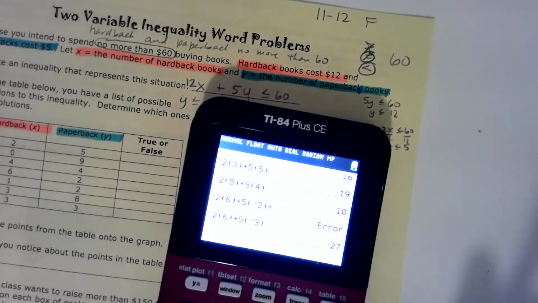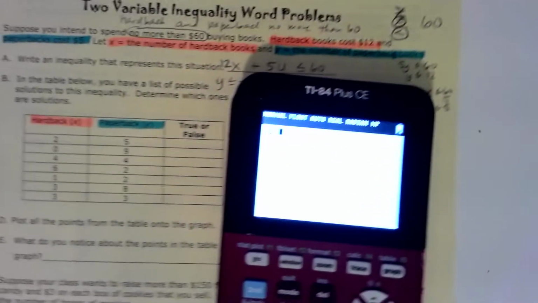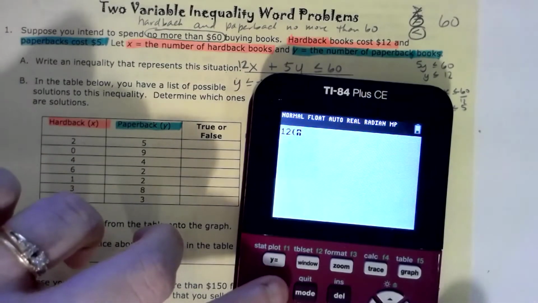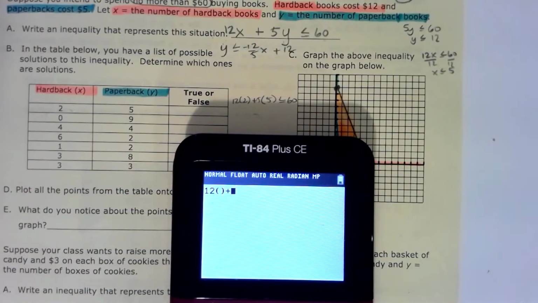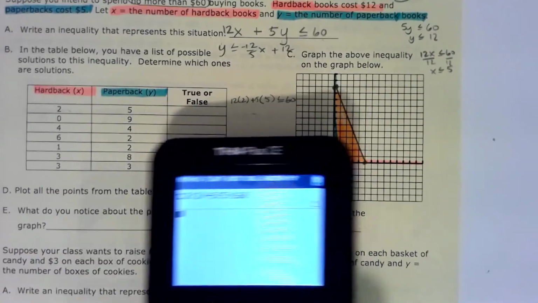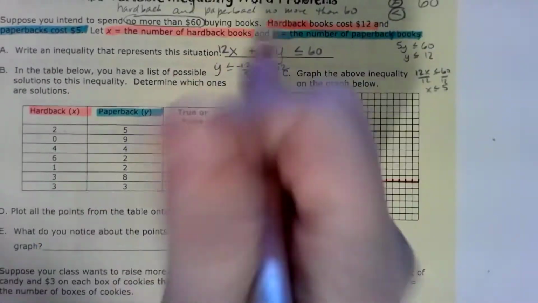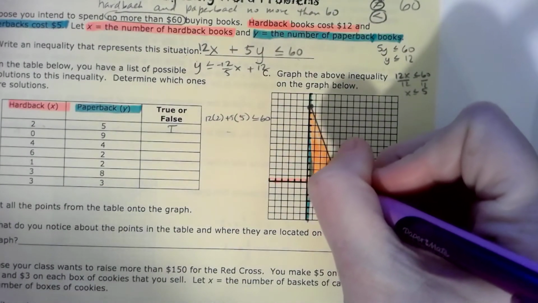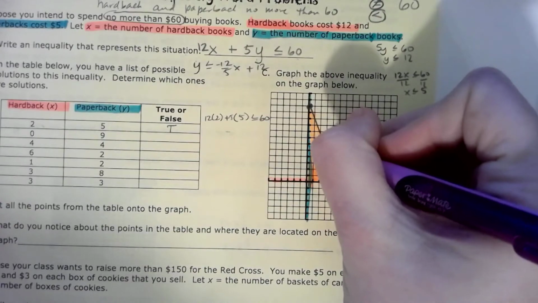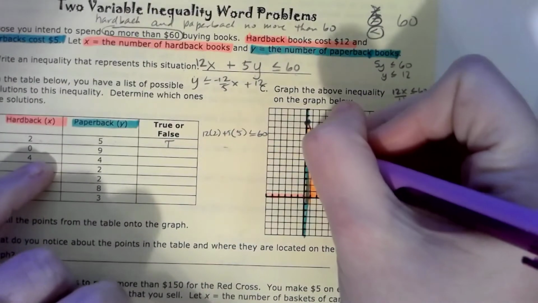Okay, well, with my calculator, which hopefully is not dead, I would say 12 times 2 plus 5 times 5, forgot to put the 2, didn't I? Yep, sure did. That's 12 times 2 plus 5 times 5, and this is less than or equal to 60. Is that true? It says 1. That means yes, it's true. Likewise, if I just plug in over 2 up 5, I'm in the shaded area, so that's true. So I'm going to do that way for now.